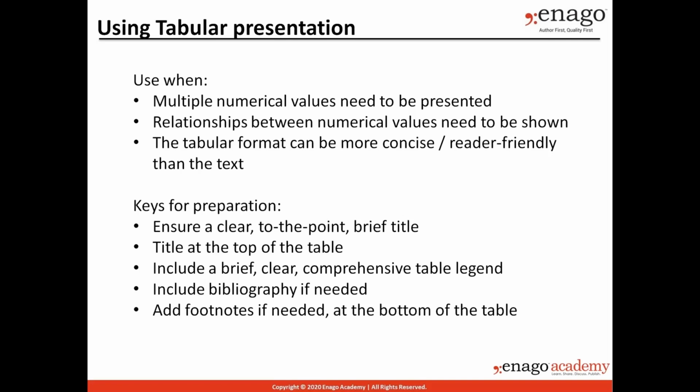It has a brief title. The title goes to the top of the table. It's followed by a brief, clear, and comprehensive table legend, and include bibliography if needed. It is not very common to include bibliography in a table, but it can be done either by including it as a separate column or by adding asterisks and mentioning the bibliography at the bottom of your table as a footnote.